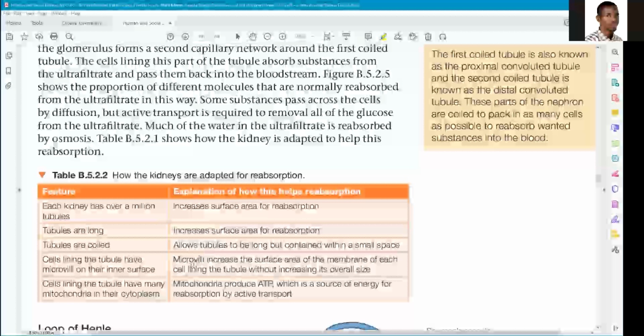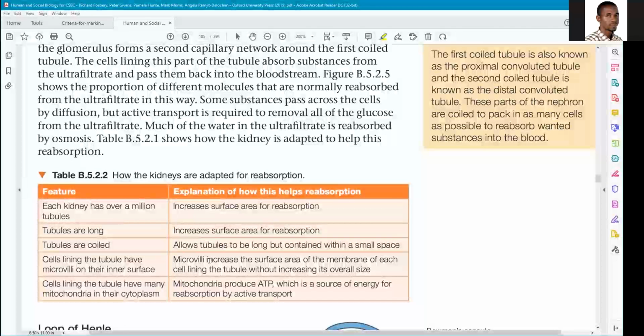Cells lining the tubes have microvilli on their inner surface. Microvilli, remember the villi, the finger-like structures. Microvilli increase the surface area of the membrane of each cell lining the tubule without increasing its overall size.